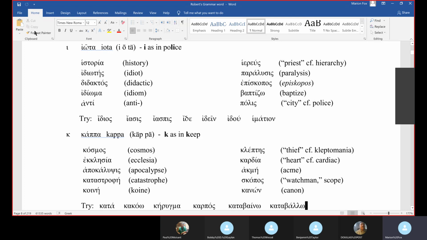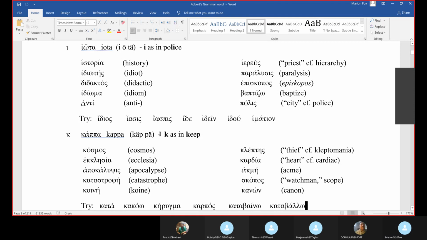Paralusis, and iota. And our word paralysis comes from it. Episkopos, that's one who looks upon things. Baptisma. Baptizo, I baptize, that's a verb. Polis, that's the word for city. Our English word police comes from it. Idios, right down here, this word, and I'm moving my mouse over. This word here means it's on.